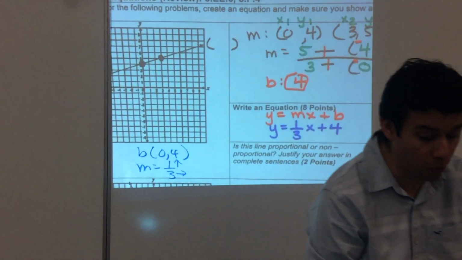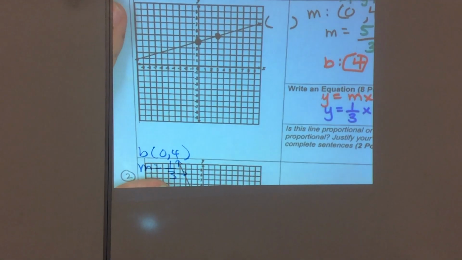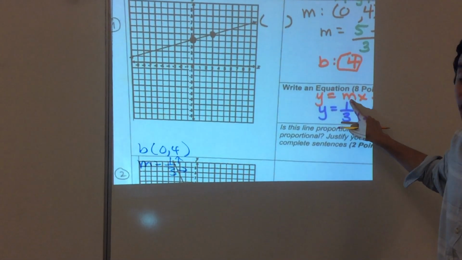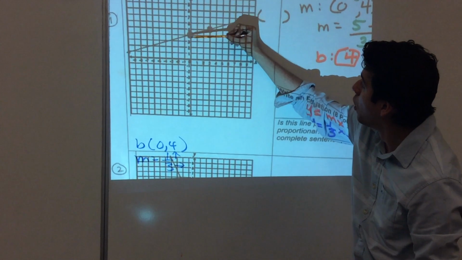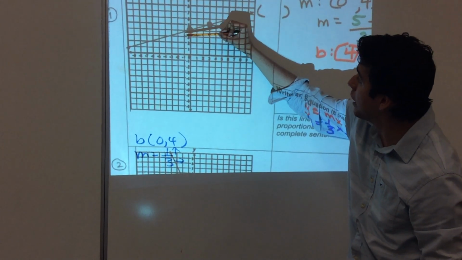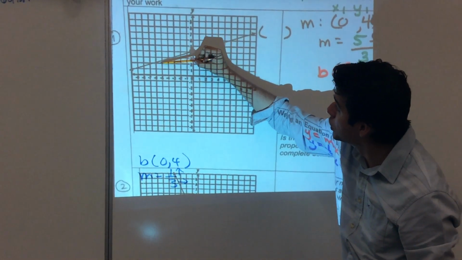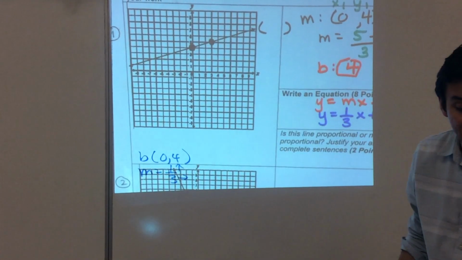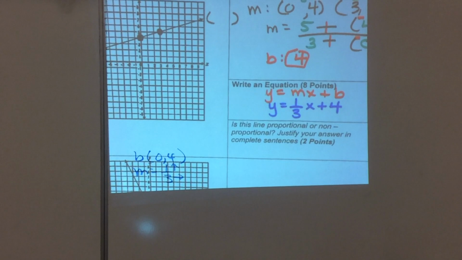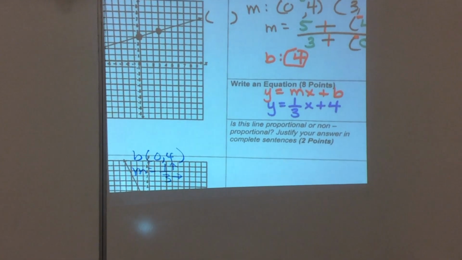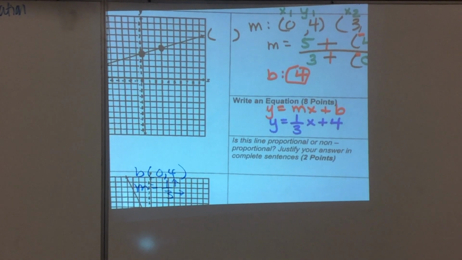If you go the other way, look. Instead of going 1 up and 3 to the right, you go 1 down, 3 to the left, 2, 3. You hit the line. 1 down, 1, 2, 3. You hit the line. That means your equation is correct. So that is the answer. Y equals 1/3 x plus 4.